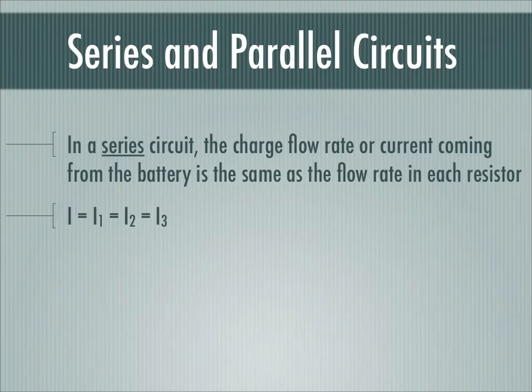So we have verified the principle that in a series circuit, the flow rate is the same everywhere. This represents the flow rate coming from the battery, and this is the flow rate in all the resistors or light bulbs, and it's the same everywhere.